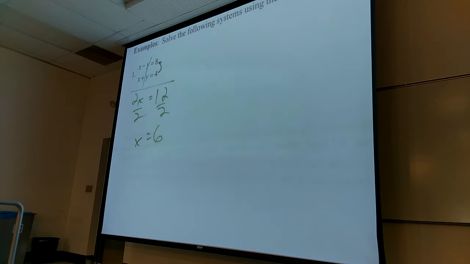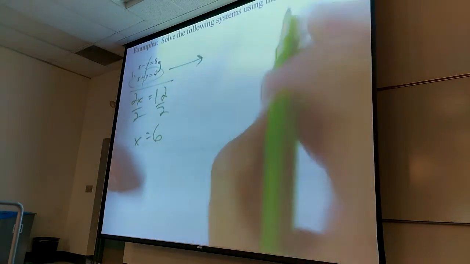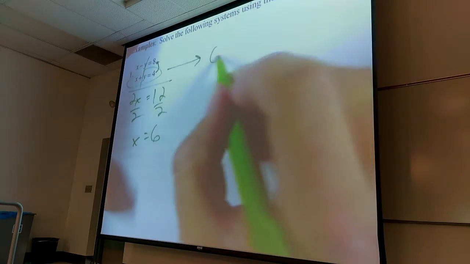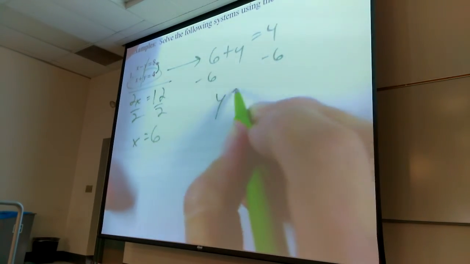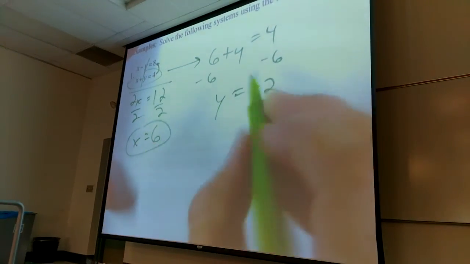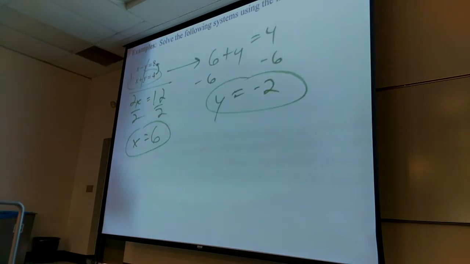Now, am I done with this problem? No. How do I figure out what y is? I'm going to use this one because the y is positive in that one. So I know x is 6. So now I know y is -2. So that is fine as an answer.